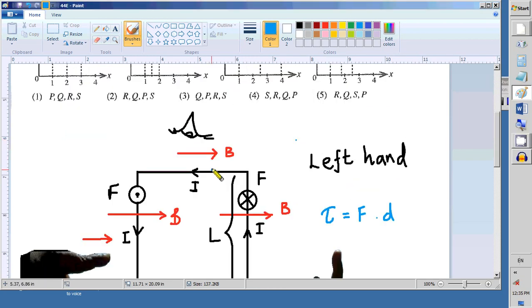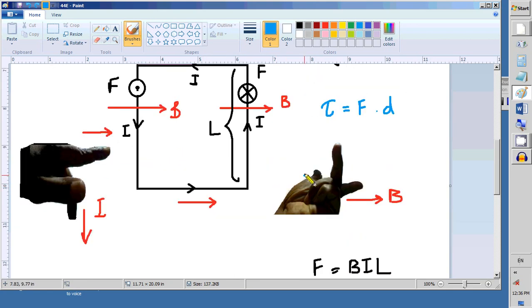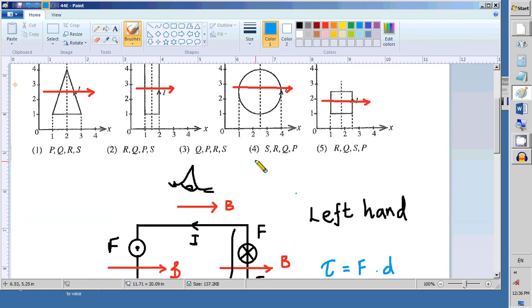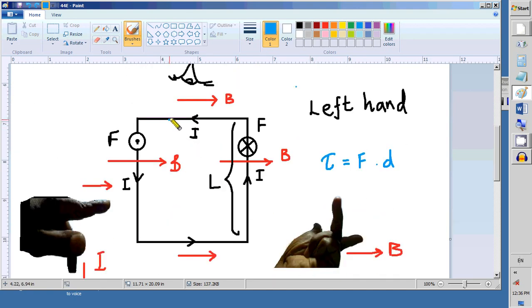So now let's look at this wire. What is the force acting on this wire? You can see the magnetic field intensity B and I are parallel to each other. Therefore, no force is there, because according to this rule, I and B must be perpendicular to each other. So there's no force acting on this wire.